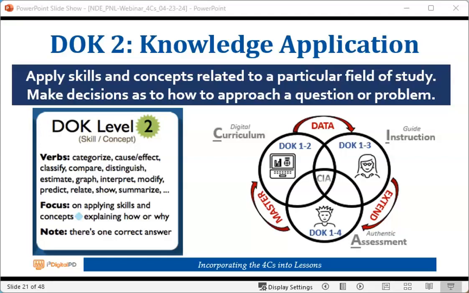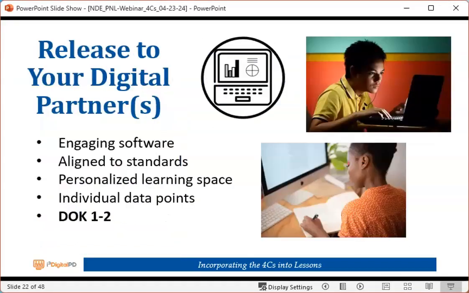So DOK level 2 is in all 3: the computer, the teacher, and the students. Small groups is a great way to do this. When we think about how to get our kids to a deeper rigor or deeper level of thought, think about not only beyond 1 and 2, it can be used with our kids as well. But it's a great place to release digital content.